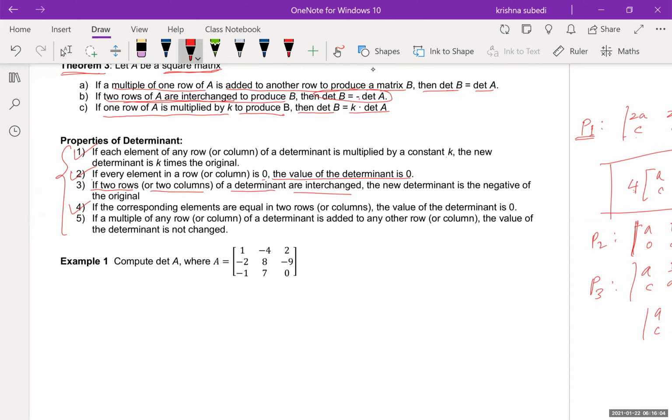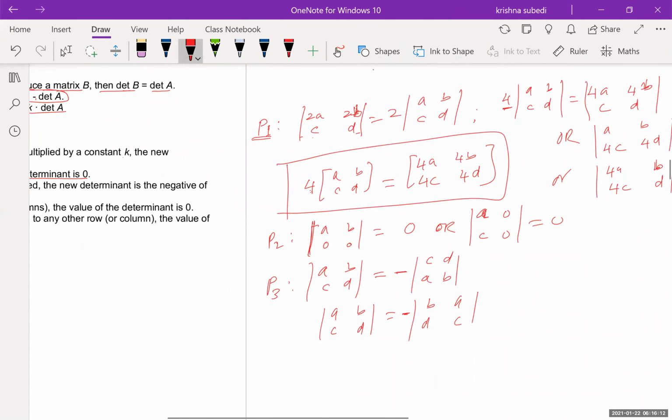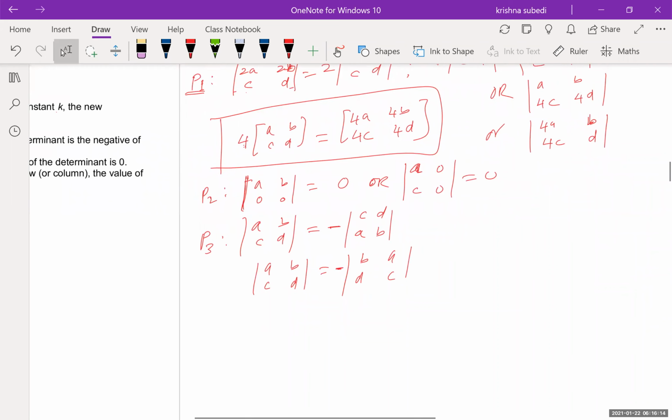Property number 4. If the corresponding elements are equal in row or column, the value of the determinant is 0. So corresponding element, so let's say P4, suppose you have A, B, and you have A and B. Then in this case, it will be 0 because the first row and second row have the same element. If they have the same element in any 2 rows or any 2 columns, then the determinant will be 0.